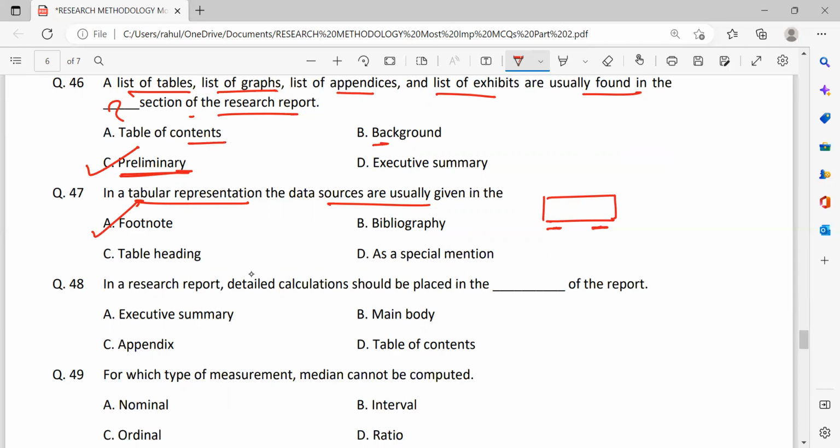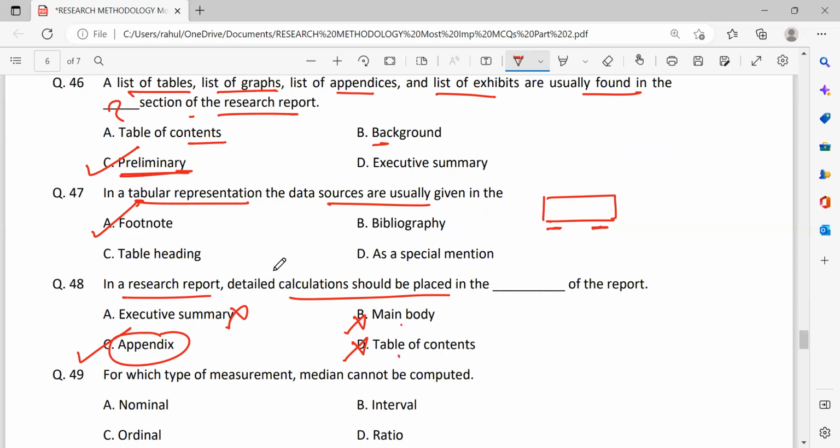Question number 48. In a research report, detailed calculation should be placed at executive summary or main body, table of content? Obviously not in table of content, not in main body, not in executive summary. At appendix we do the detailed calculation in a research report. So option C is the correct answer.